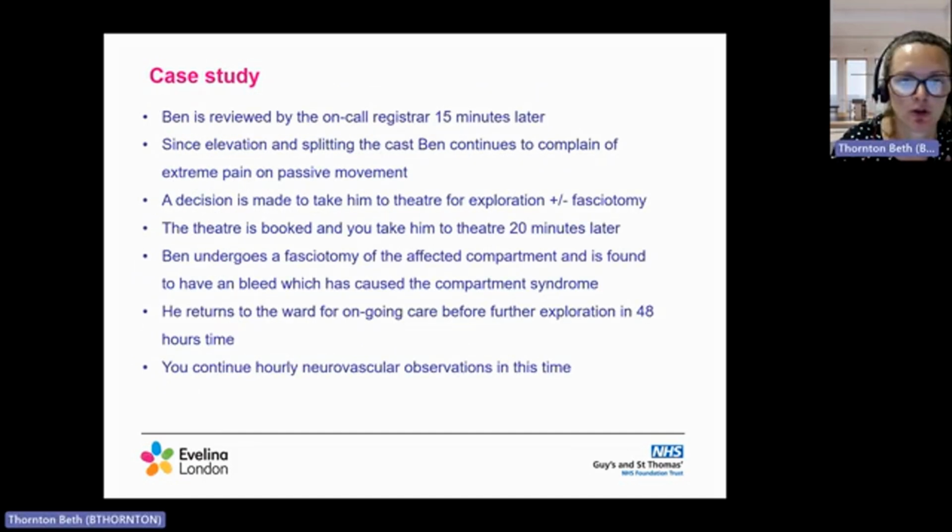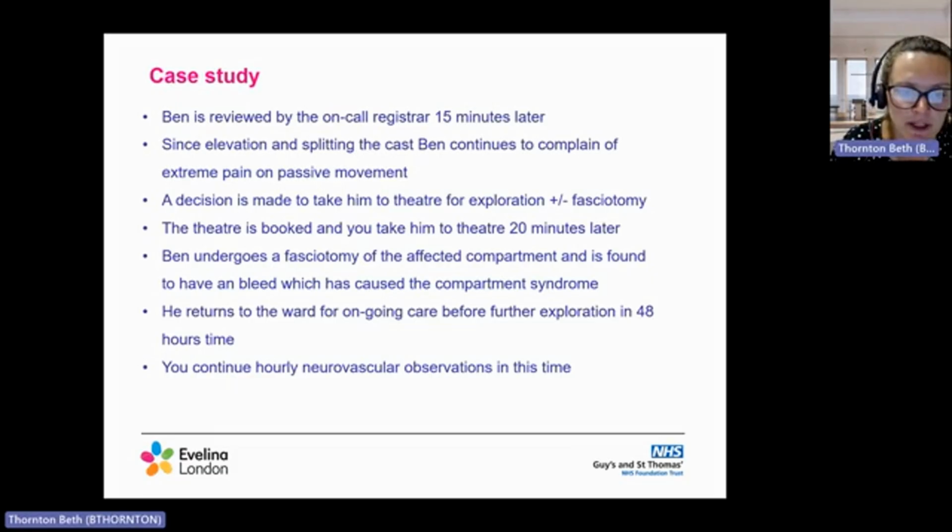Ben is reviewed by the on-call registrar 15 minutes later. So they finished in theatre and came straight to the ward because of your escalation. Since elevation and splitting the cast, Ben continues to complain of pain on passive movement. A decision is made to take him to theatre for exploration plus or minus a fasciotomy. Theatre's booked and you take him to theatre 20 minutes later.